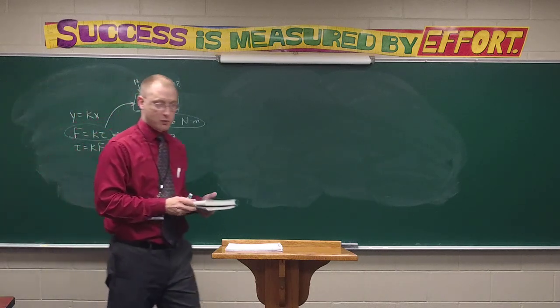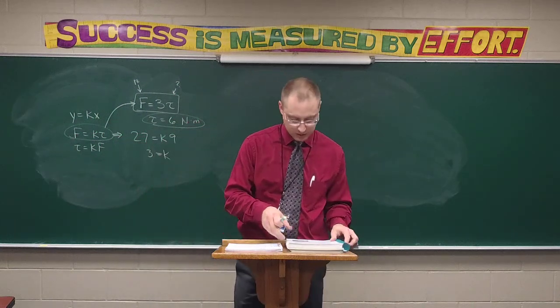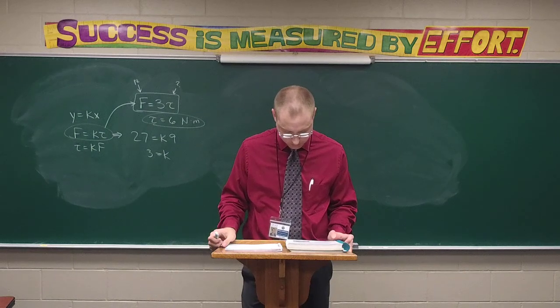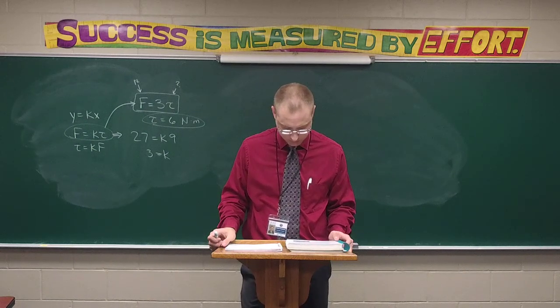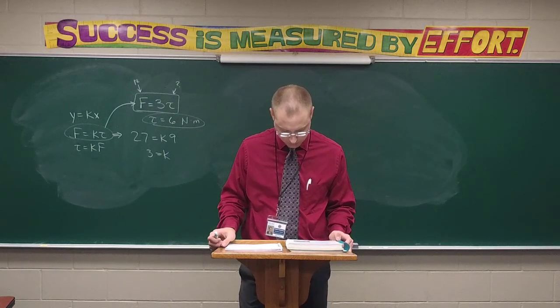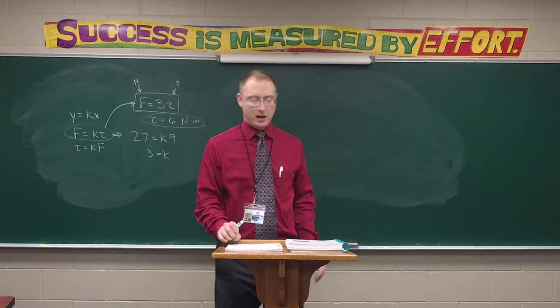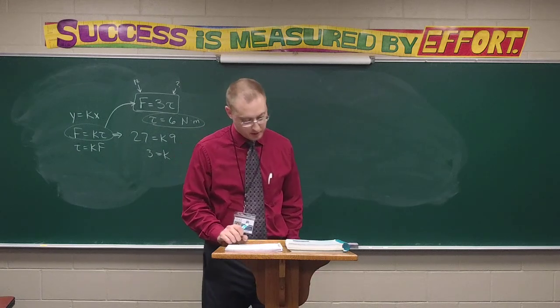All right, let's take a look at number 8. Read this one for us, if you would, Abby. The weight of an object is directly related to the mass of the object. If the weight of an object is 49 newtons when the mass of the object is 5 kilograms, what is the weight of the object when the mass is 7 kilograms? How should I set up my initial equation here, Abby?